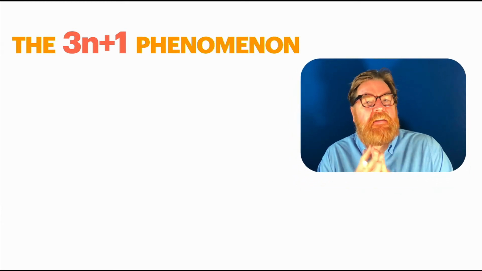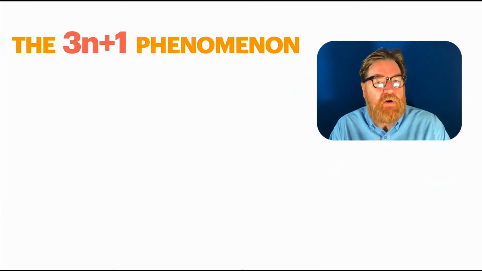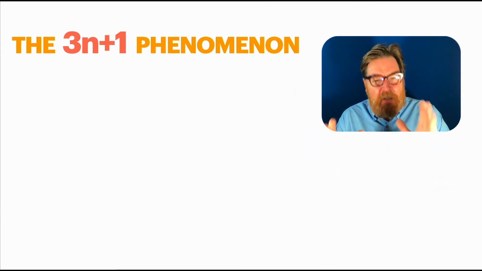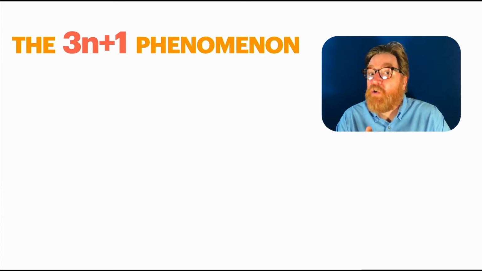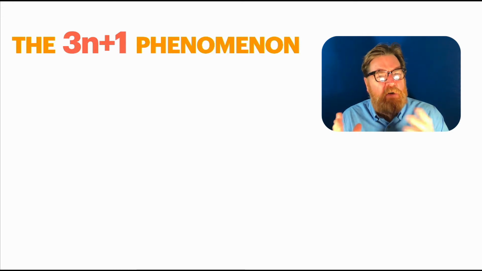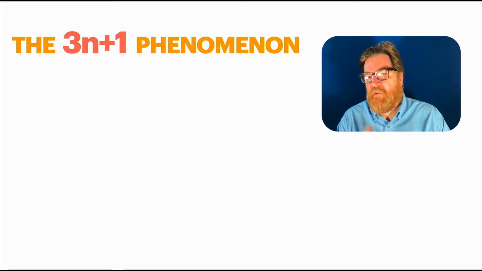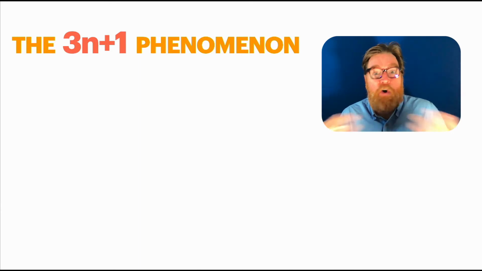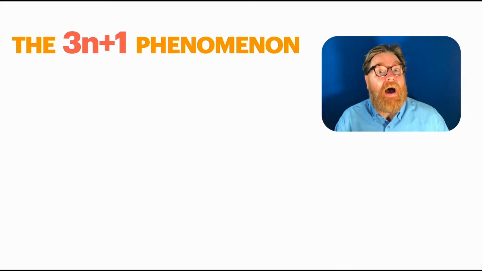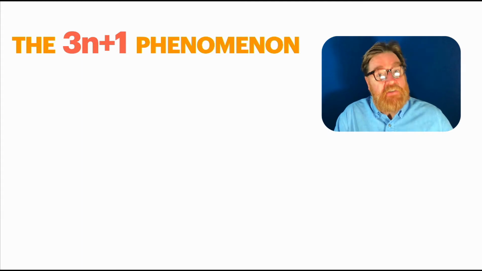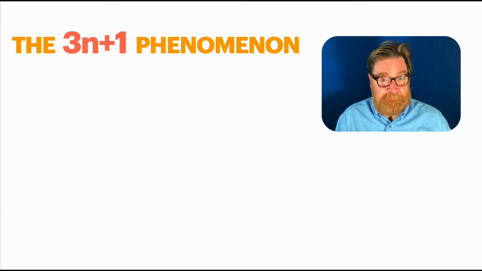There's something in mathematics called the 3n plus 1 phenomenon. And I want to show it to you because it's cool for all kinds of reasons, but one of the coolest is it's an open question in mathematics why this phenomenon works the way it does. Open means nobody really understands exactly why it works. So let me show you the rules here.